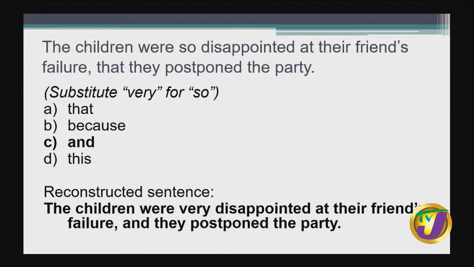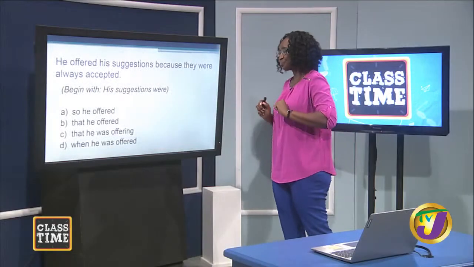No, that wasn't the result. The postponement was the result of the disappointment. So because couldn't work, and that couldn't work either. So you couldn't say the children were very disappointed at their friend's failure, that they postponed the party. You still need something in between. So remember when I said you use the right color thread? That would have been the wrong color thread. So and is the correct term to use to join those two statements. All right, let's move on to the next one.